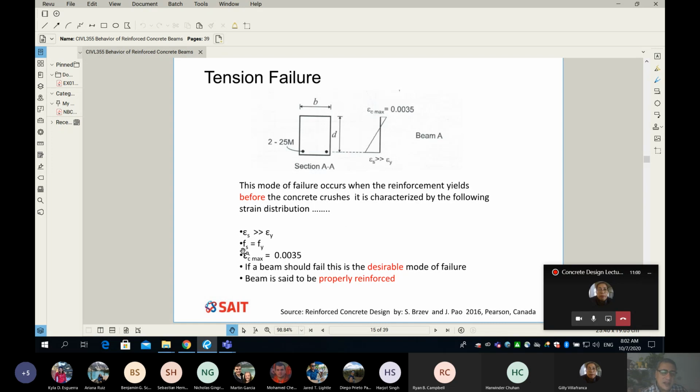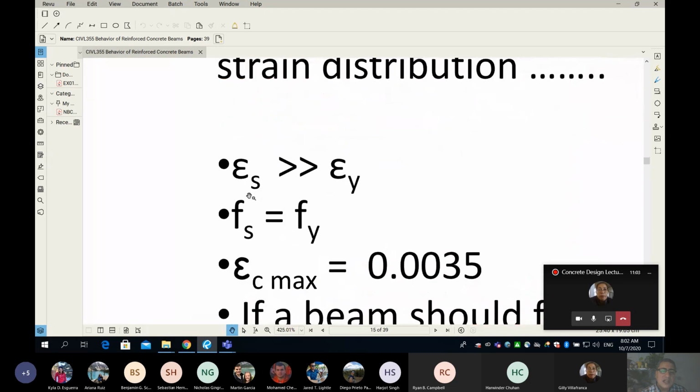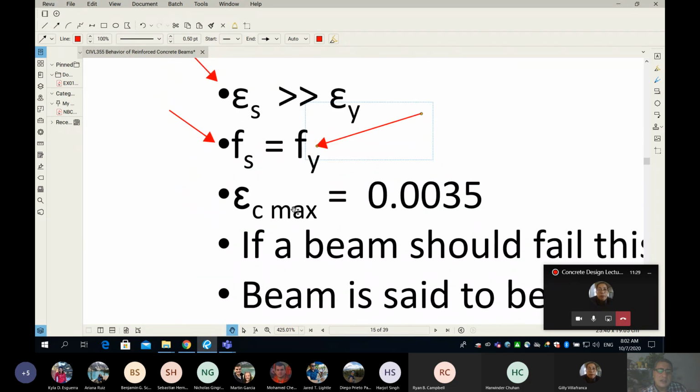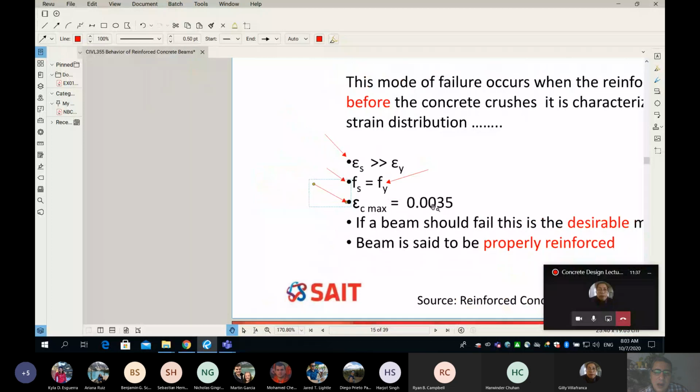And so what happened at that time, the strain in the steel on the left side here, that is the strain in the steel at the failure, has exceeded the strain of the steel at the yield point. Also, the stress in the rebar is simply equal to the yield point. And then finally, the strain in concrete equals the maximum strain in concrete, equal to 3.5 per thousand.